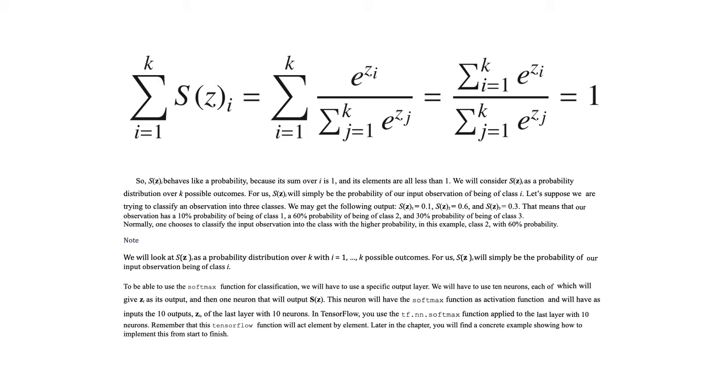To be able to use the softmax function for classification, we will have to use a specific output layer. We will have to use 10 neurons, each of which will give z as its output, and then one neuron that will output S(z). This neuron will have the softmax function as activation function and will have as inputs the 10 outputs, z, of the last layer with 10 neurons. In TensorFlow, you use the tf.nn.softmax function applied to the last layer with 10 neurons. Remember that this TensorFlow function will act element by element. Later in the chapter, you will find a concrete example showing how to implement this from start to finish.